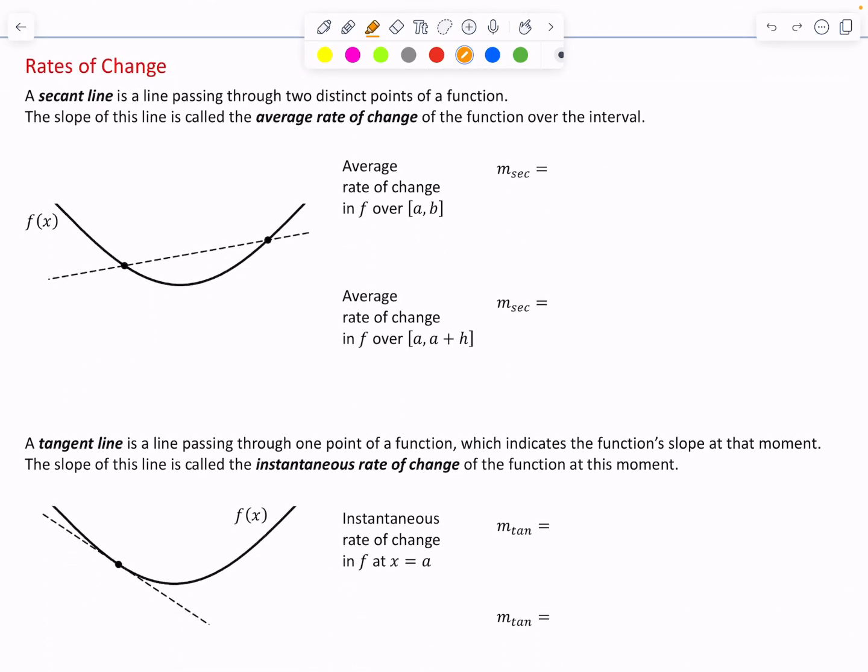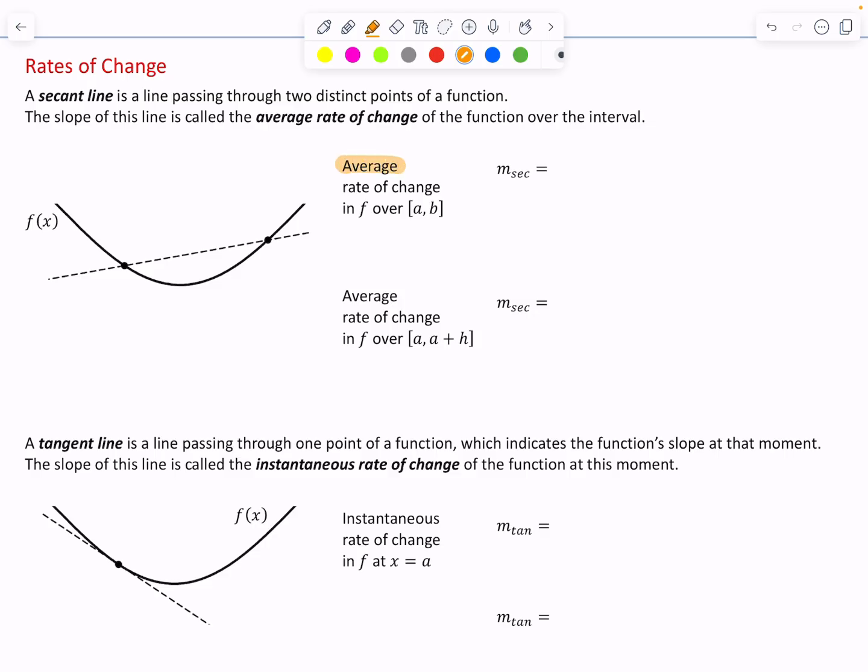A secant line is a line passing through two distinct points of a function. The slope of this line is called the average rate of change of the function over that interval. So we have the graph of some function, we have two different points on that function, and this line here is called a secant line. Its slope is the average rate of change.